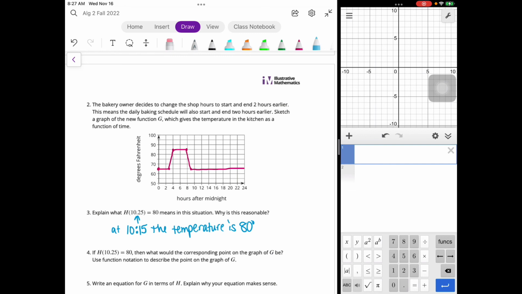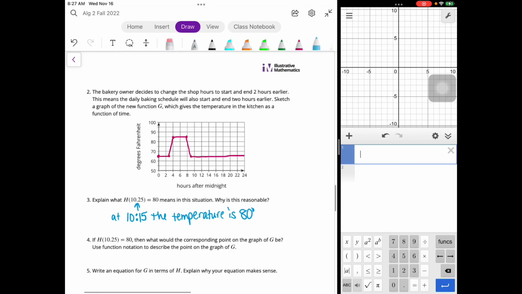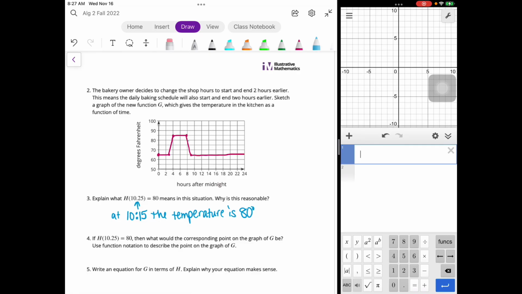All right. If h of 10.25 is equal to 80, then what would the corresponding point on the graph of g be? And so again, we're looking here, and it would be, I didn't draw that line very well, but it would be g of 8.25, because remember the whole graph shifted to the left 2, so we're subtracting 2 from that time so that we can get our correct time. And so that's going to equal 80 degrees. So at 8:15, the temperature will be 80 degrees.